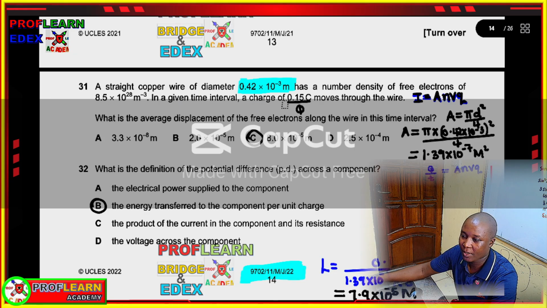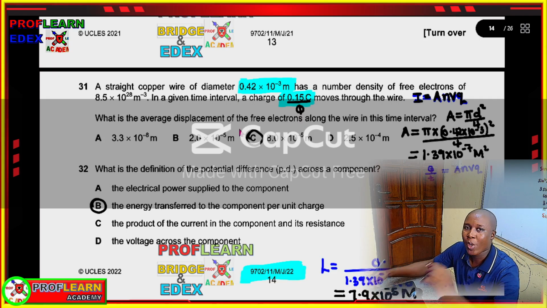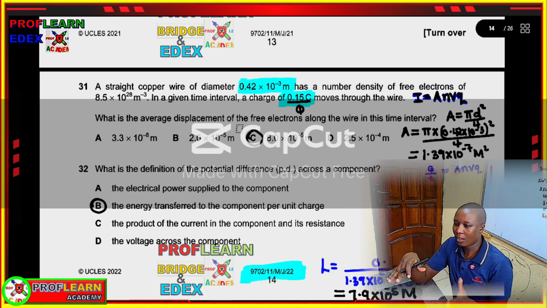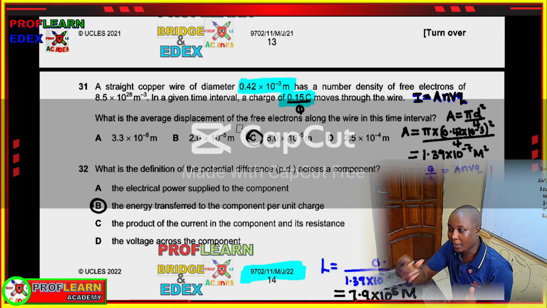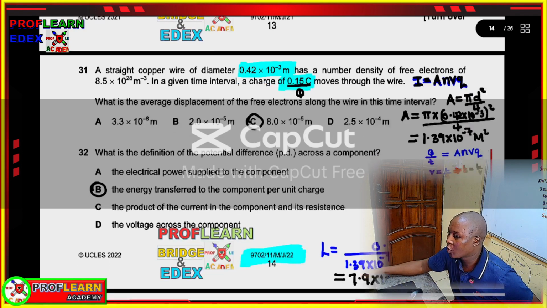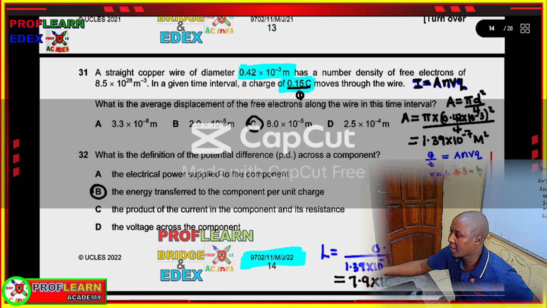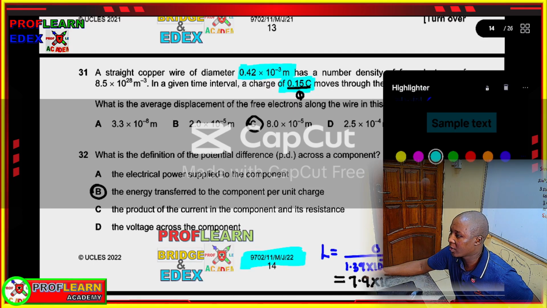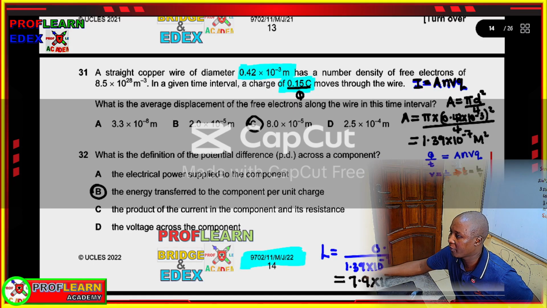In a given time interval, a charge of 0.15 coulombs moves through the wire. Then what is the average displacement? We are asked not velocity, we are asked displacement. I know it's going to be quite interesting, because some of us have not encountered this kind of question before.